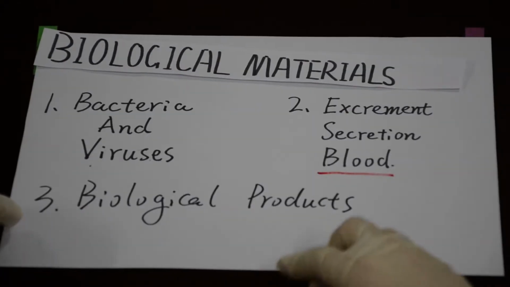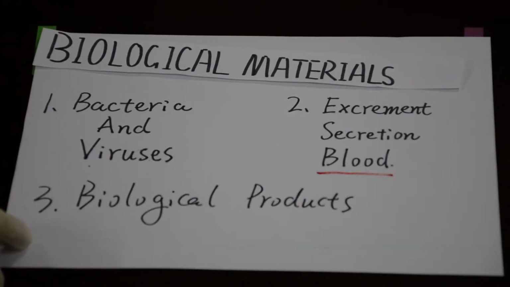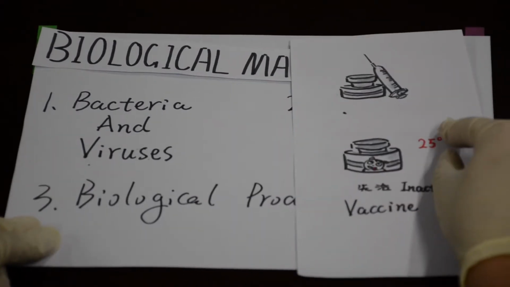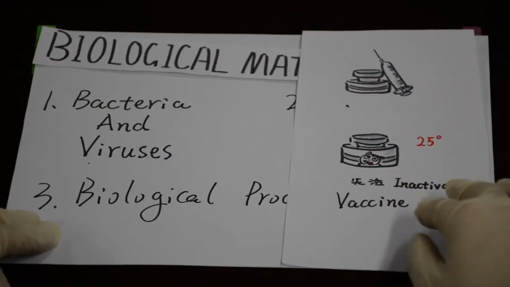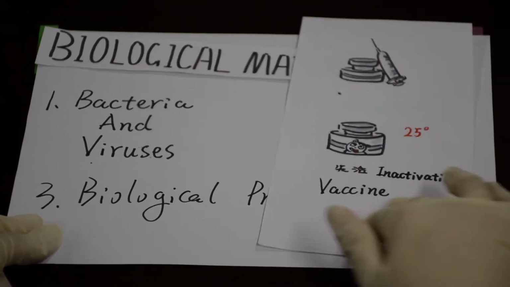The third one is vaccines. For instance, rabies vaccines should be stored at 2 to 8 degrees Celsius during transportation in order that they cannot be inactivated.